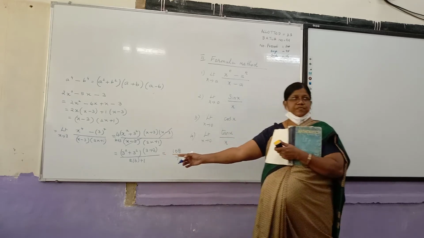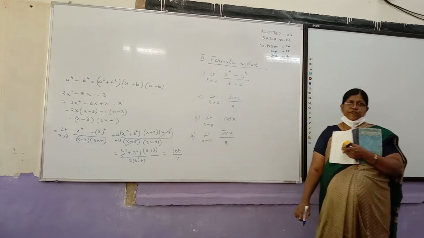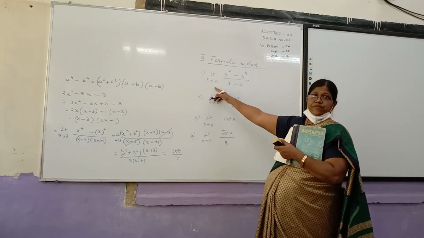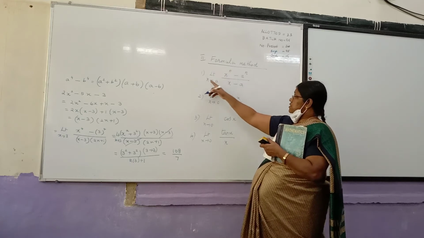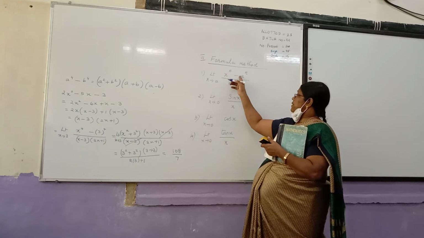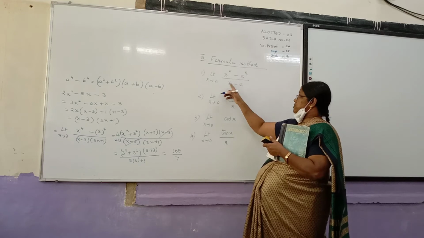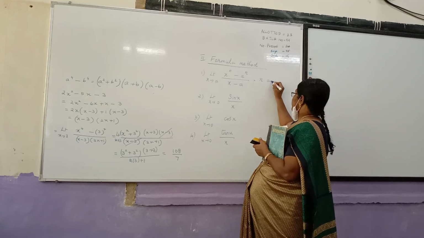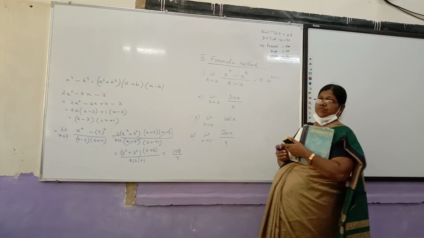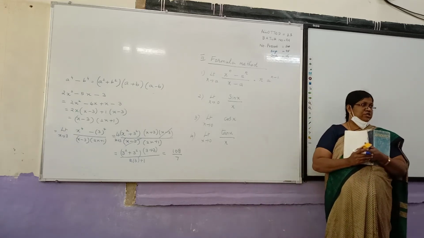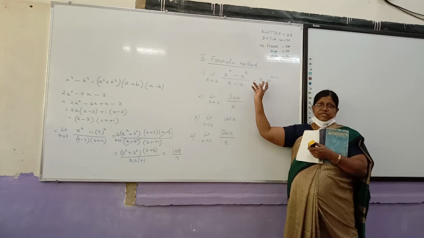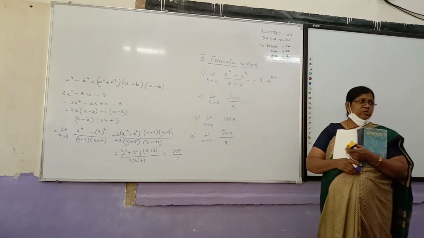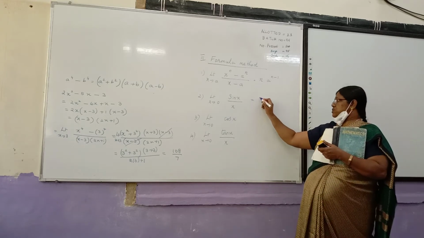Okay, completed. Now we will go by the formula method. See, limit x tends to a, (x power n minus a power n) by (x minus a) is nothing but n into a power n minus 1. When you go for long division, you get this answer: n into a power n minus 1. The remaining part is all 1.